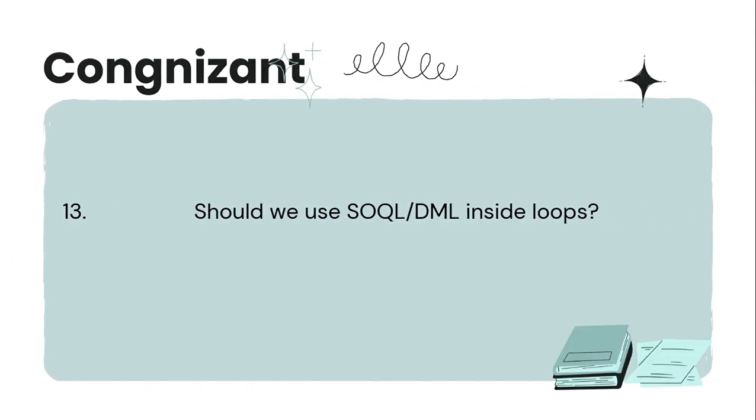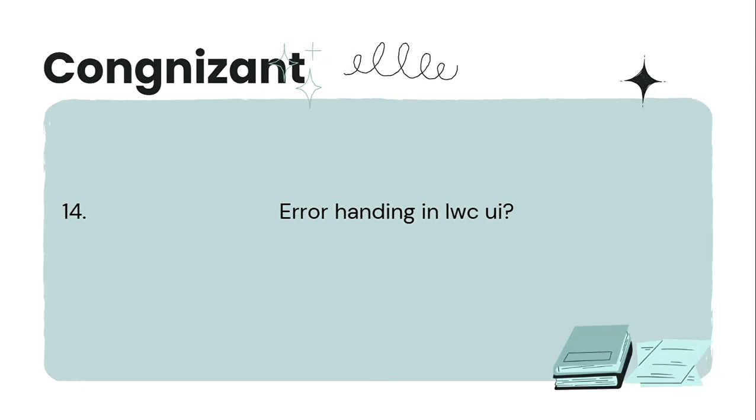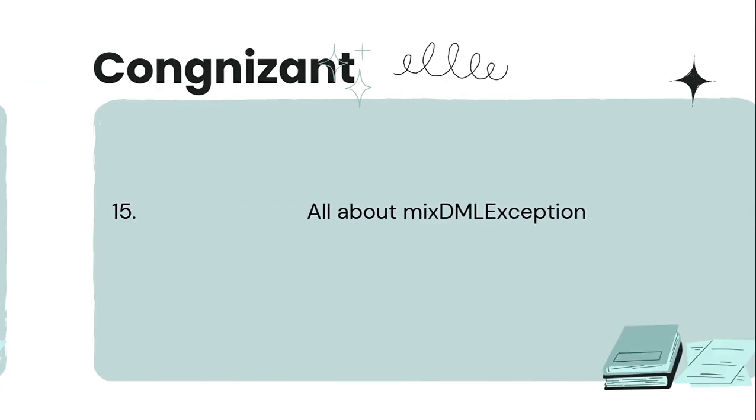And the next one is, should we use DML and SOQL calls inside loops? Yes or no? It was a basic question related to best practices. And error handling in LWC UI: they basically want to ask how you will debug in LWC, and how you will catch errors in the UI in LWC. So it was related to that.